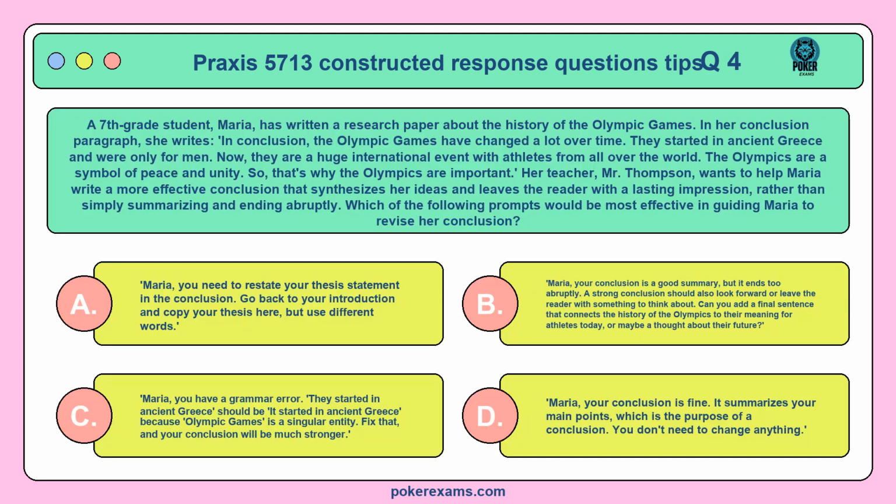Question 4. A 7th grade student, Maria, has written a research paper about the history of the Olympic Games. In her conclusion paragraph, she writes, "In conclusion, the Olympic Games have changed a lot over time. They started in ancient Greece and were only for men. Now, they are a huge international event with athletes from all over the world. The Olympics are a symbol of peace and unity. So, that's why the Olympics are important."